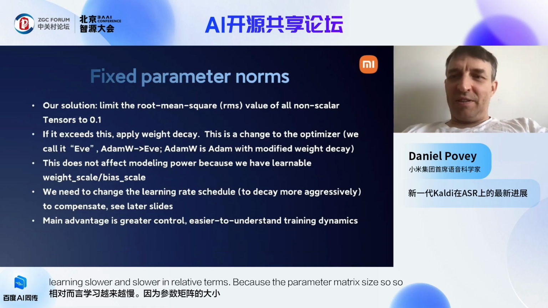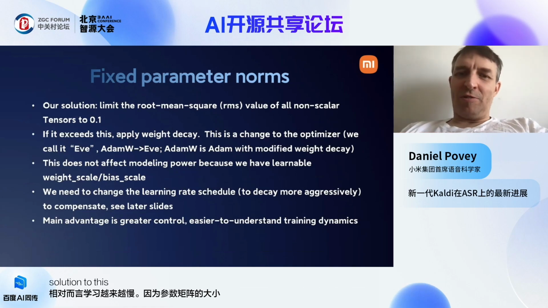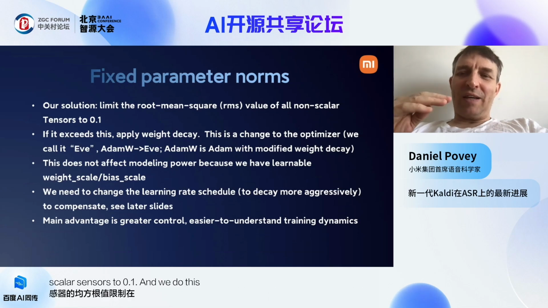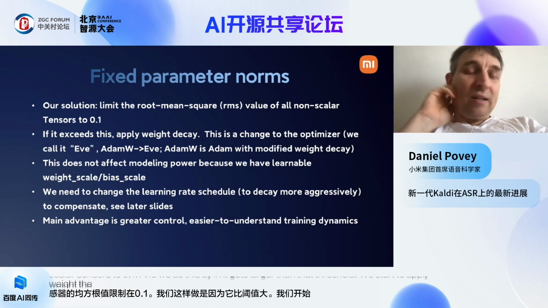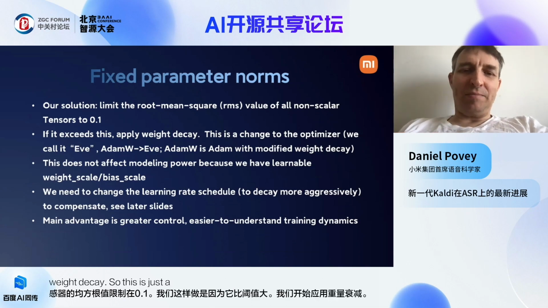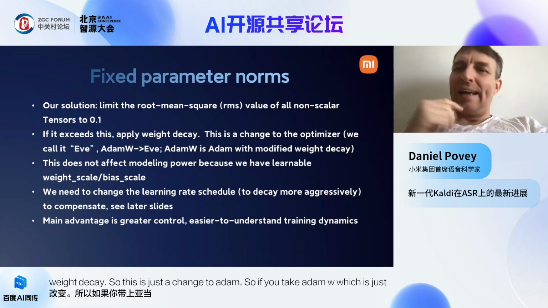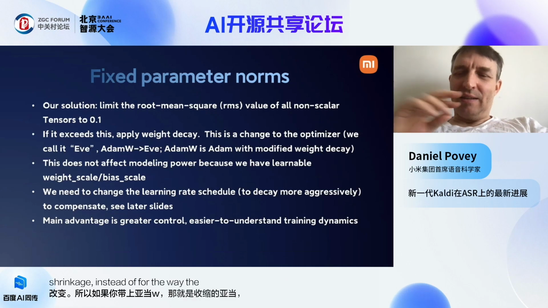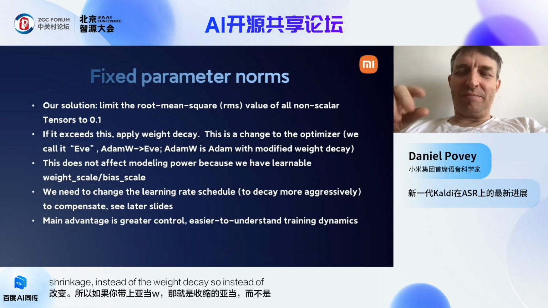So our solution to these varying parameter norms is we just limit the root mean square value of all non-scalar tensors to 0.1. And we do this by, if it gets larger than that threshold, we start to apply weight decay. So this is just a change to Adam. If you take AdamW, which is just Adam with shrinkage for the weight decay, instead of modifying the gradients, you just shrink the whole parameter matrix.